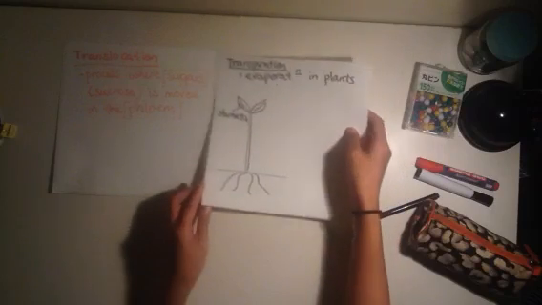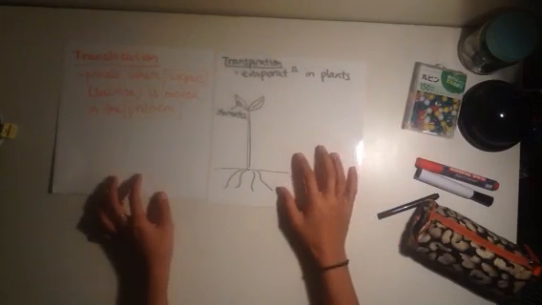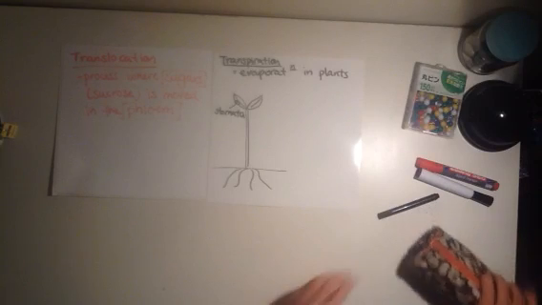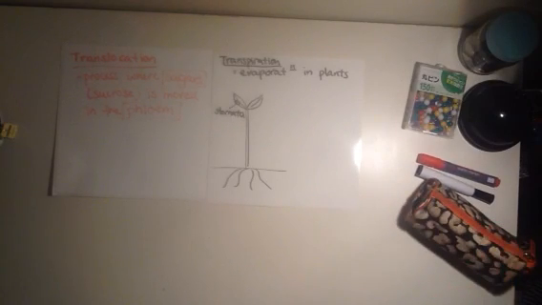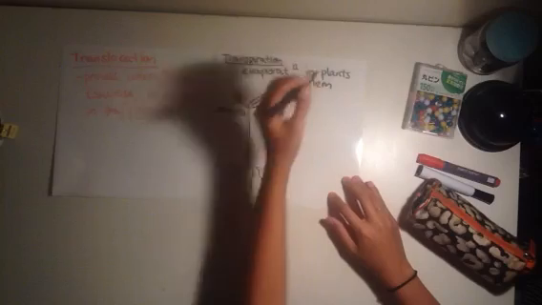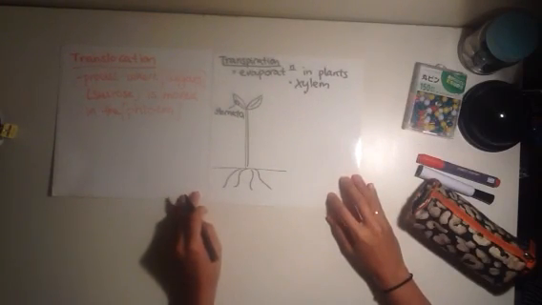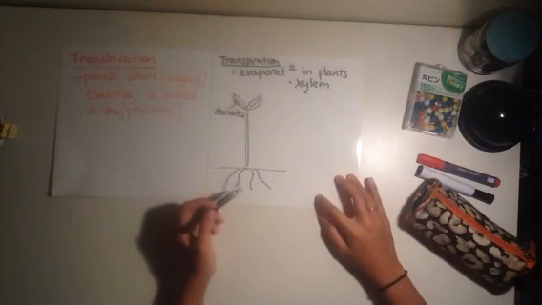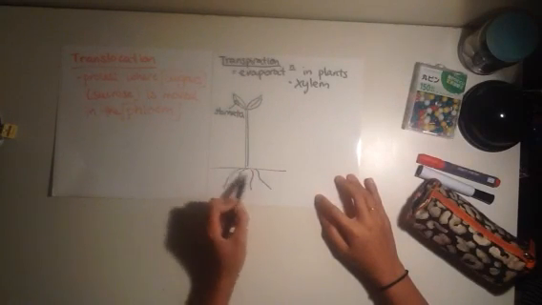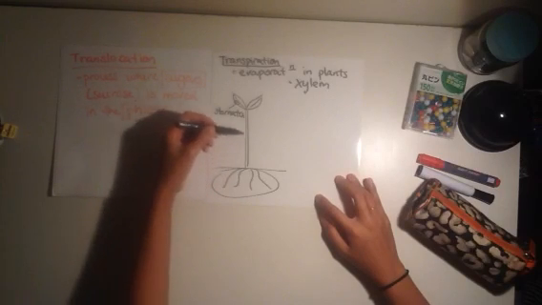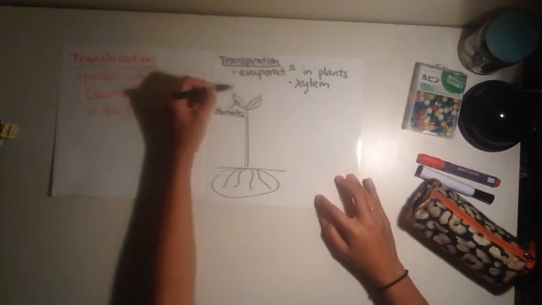Now, with transpiration, transpiration is just a fancy word for evaporation in plants. And how this works, it only works in the xylem. So this only happens in the xylem. And we know that the xylem only moves in one direction, which is from the bottom of the plant to the top. So essentially, you have water that's absorbed in the roots of the plants, and it moves up the xylem through the stem and gets to the leaves.